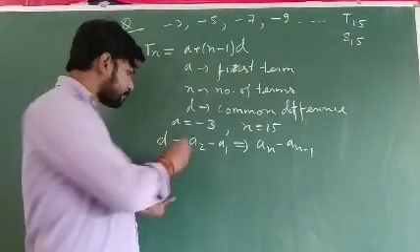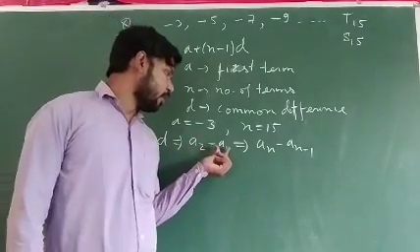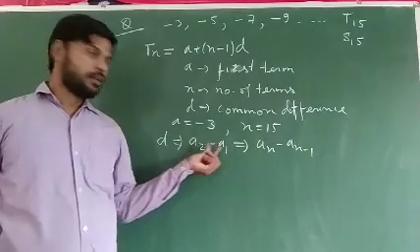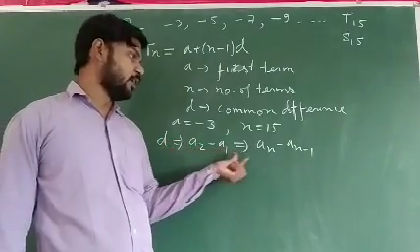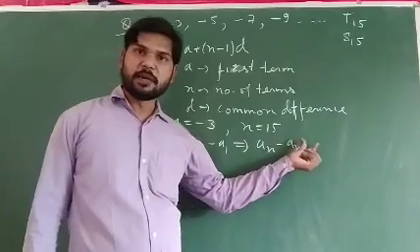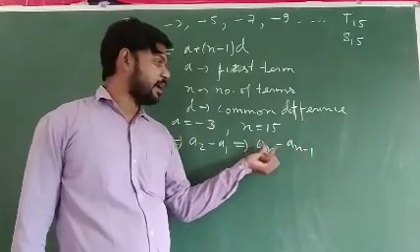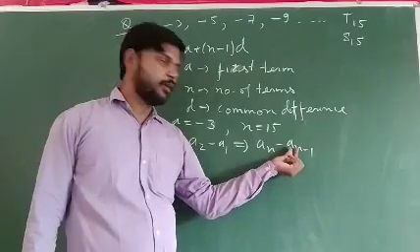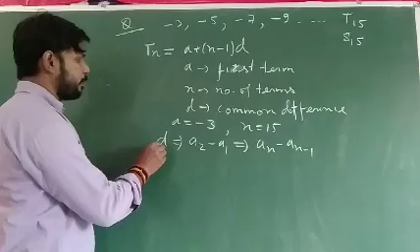From the successor we subtract the predecessor. By that way you can find d. Means a2 minus a1, or you can say an minus a(n-1). Suppose n equals 5, then a5 minus a(5 minus 1), that is a4, so a5 minus a4. By this way you will find the common difference d.